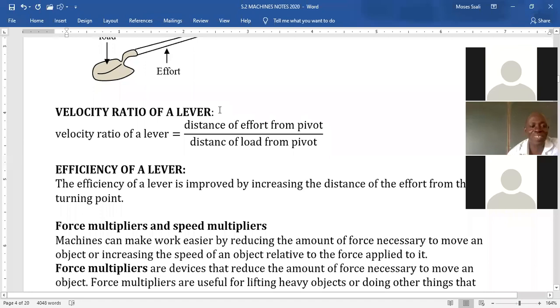Let us move on. Okay, now the velocity ratio of a lever. How do we find the velocity ratio of a lever? It has the same definition. I'm not going to waste a lot of time about it, but let us look at the efficiency of a lever.